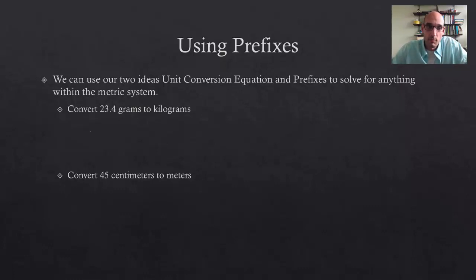It's 23.4 grams. There's my original number times a conversion factor is equal to, and we want to end up in kilograms. Do I know grams directly to kilograms? Absolutely I do. I can look on my little table. I can see grams directly to kilograms. So I'll put grams in the bottom. I want that to cancel. Kilograms on the top. I want that to prevail.